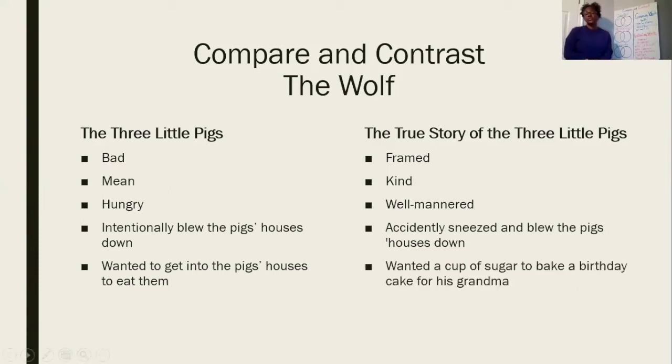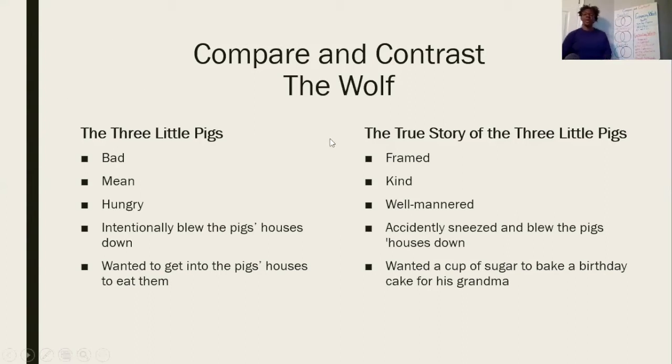Whereas in the true story, unlike the original version, in the true story of the Three Little Pigs, he wanted a cup of sugar to bake a birthday cake for his grandma. So his purpose for going to the pigs' homes was different in those two stories.